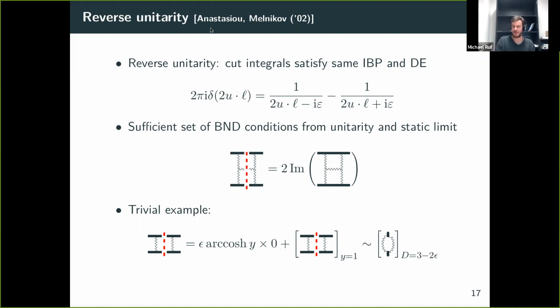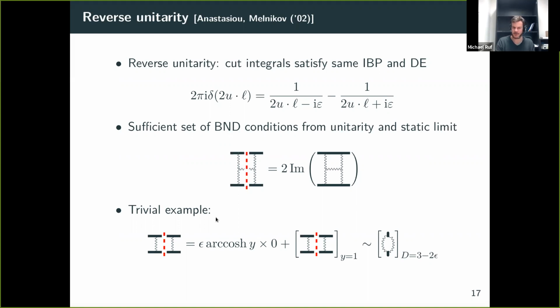Then there's this method of reverse unitarity by Anastasiou and Melnikov, which is based on the fact that you can write delta functions as a difference between propagators. Then you know that the IBP relations and the differential equations will be the same, even though you impose cuts on the integrals. The only thing that is different will be the boundary conditions, but for this we have a sufficient set of boundary conditions from unitarity and from static limit boundary conditions.